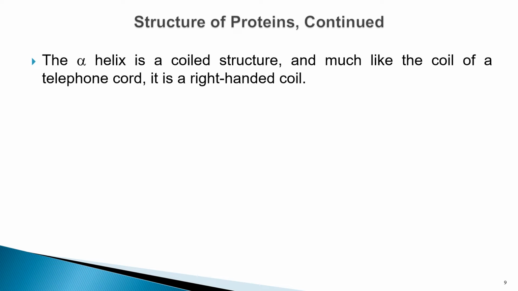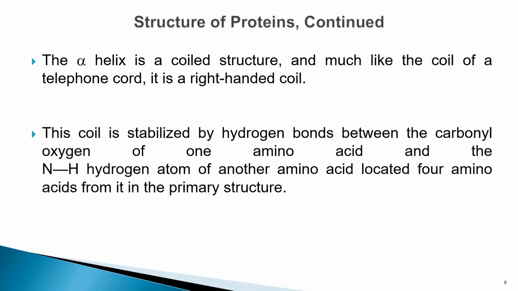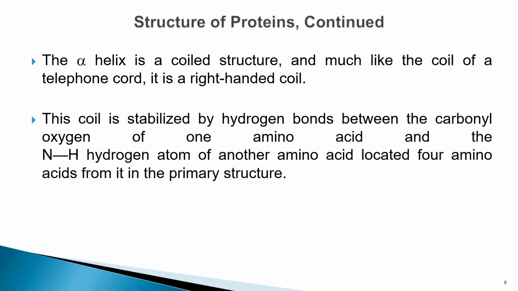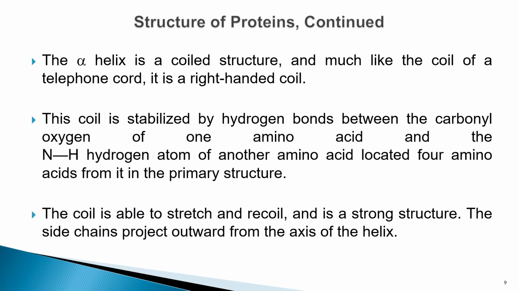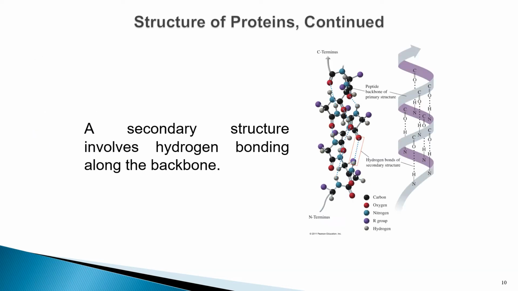The alpha helix is a coiled structure, much like the coil of a telephone cord. It is a right-handed coil. This coil is stabilized by hydrogen bonds between the carbonyl oxygen of one amino acid and the nitrogen-hydrogen atoms of another amino acid located 4 amino acids away in the primary structure. The coil is able to stretch and recoil and is a strong structure. The side chains project outward from the axis of the helix. You can see on the screen a secondary structure involving the hydrogen bonding along the backbone.